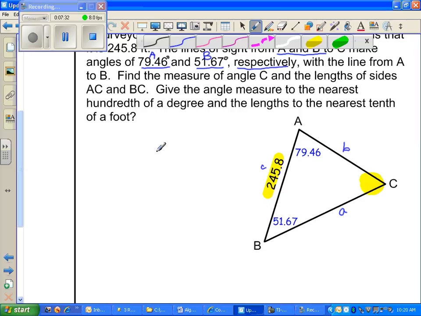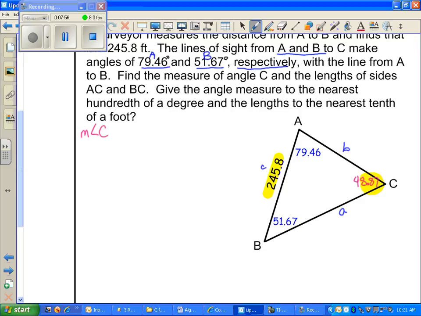79.46 plus 51.67. Be sure you type it in correctly. That'd be a place where common mistakes would happen. That's 131.13. So 180 minus that is 48.87. So this angle is 48.87. That's one of our questions that we were asked to answer, the measure of angle C, 48.87 degrees.